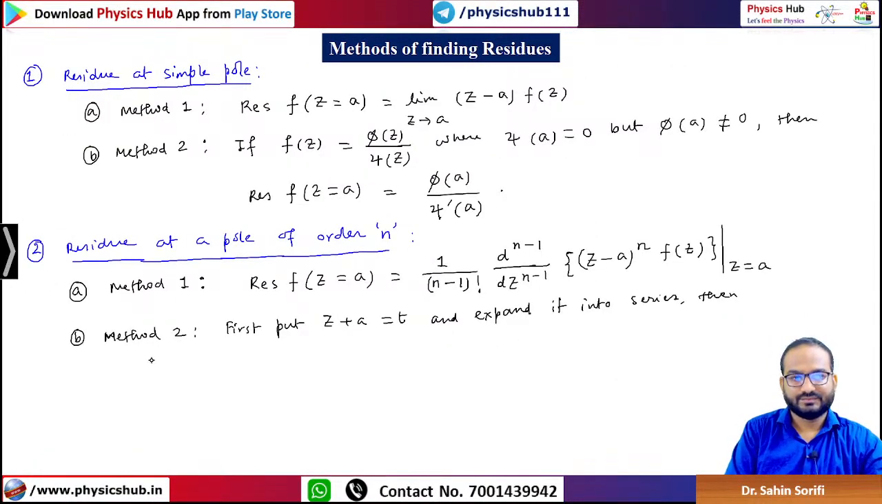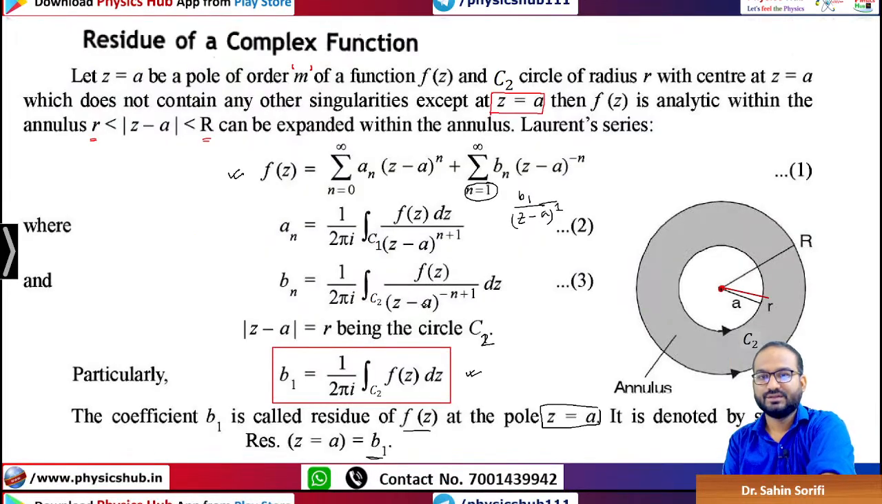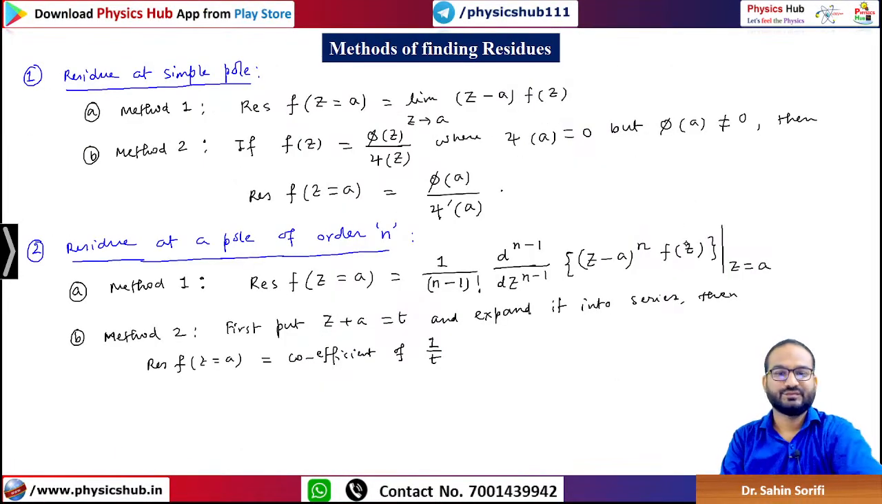So if you find the residue at z equals a, that will be nothing but the coefficient of 1 upon t. Either you put z minus a equals t or z equals t. If you consider z minus a equals something, let's say t, it is equivalent to writing b1 into 1 by t. So whenever you see 1 by t, the coefficient will be the residue. We'll be solving problems based on this, don't worry. For the time being, you write.